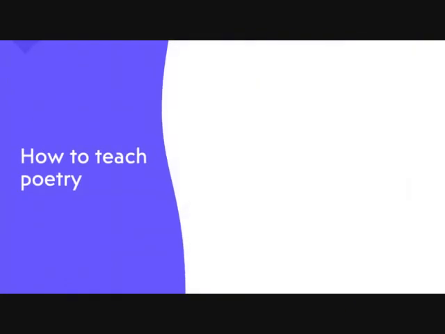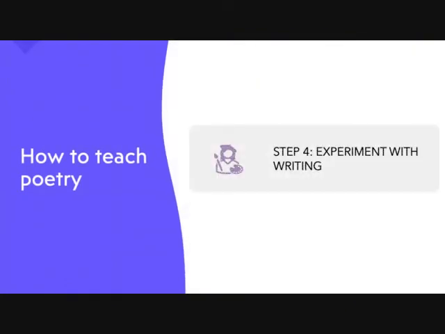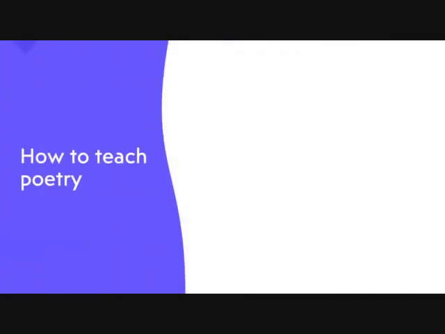Which brings us to our last step, which is now we're going to experiment with writing poems ourselves. And there's a number of key things to keep in mind here. So the first one would be to make sure, again, that this is fun. We're going to use games and cooperative learning and silliness to make sure that we're bringing down the emotional stress and anxiety around writing a perfect poem.